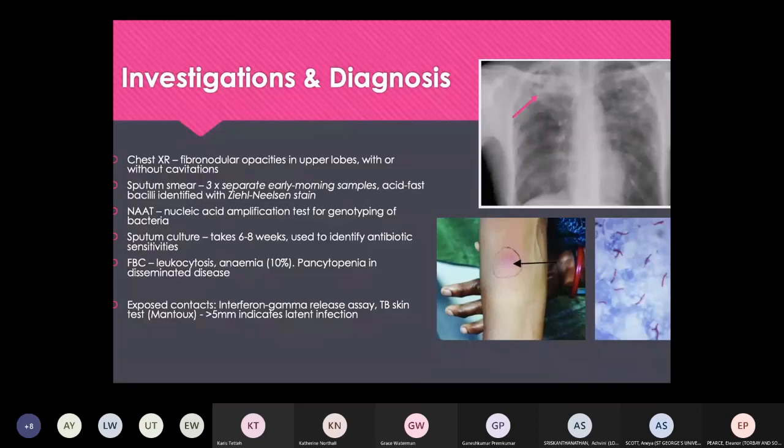And then FBC would probably just come at the beginning when you're first seeing them and doing your routine wide net of tests. Yeah, and then obviously after that, report to PHE and look for exposed contacts.